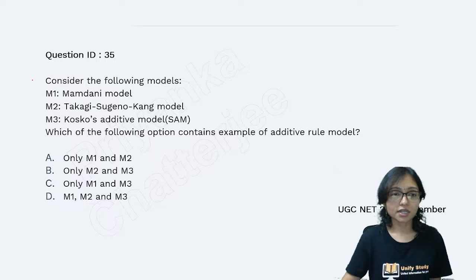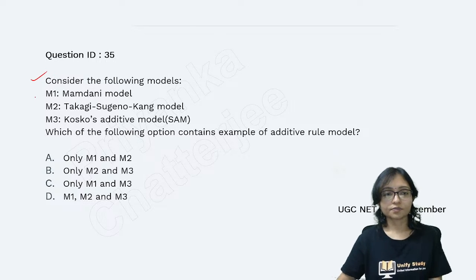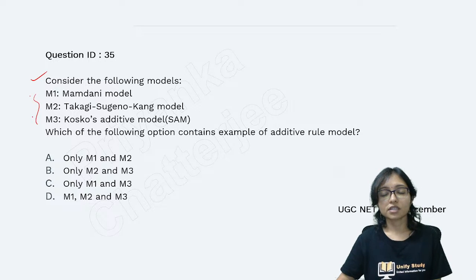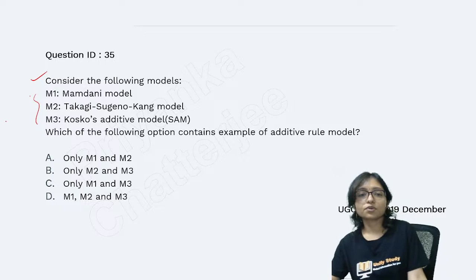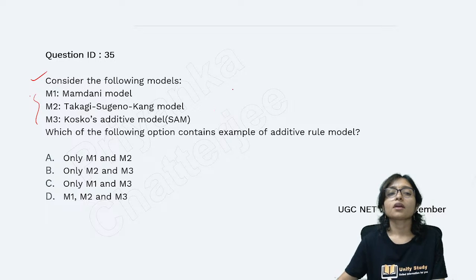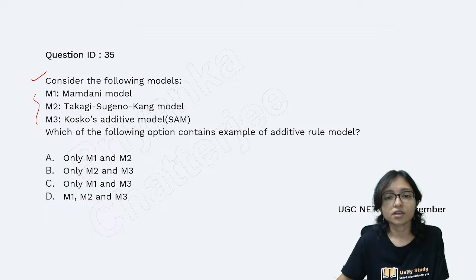Next one, consider the following models and what is the correct answer? Mamdani and other models. 3 models are given. Which one is the example of additive rule model? This is actually not a graphics question. By mistake it came here. But okay, it is related to this area. So what will be the answer?